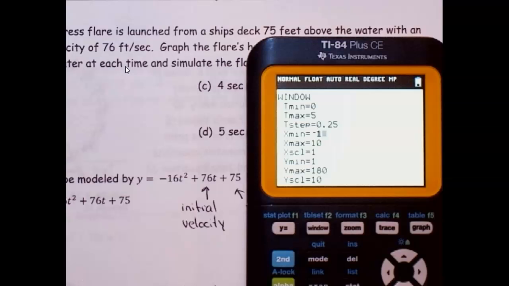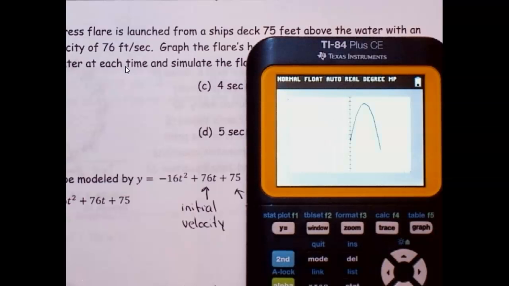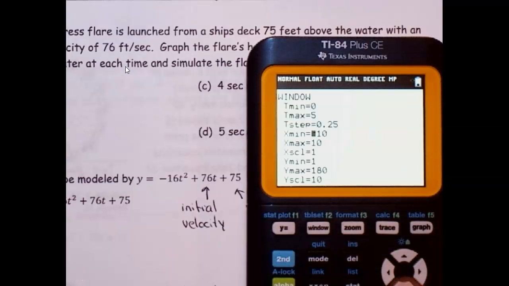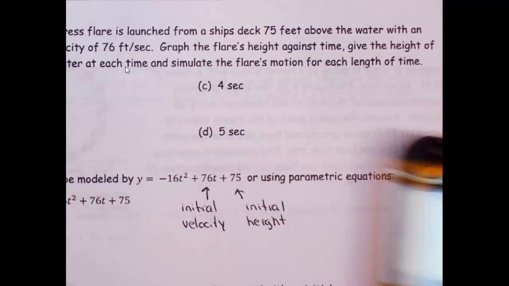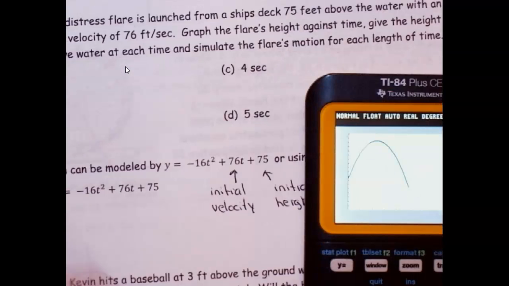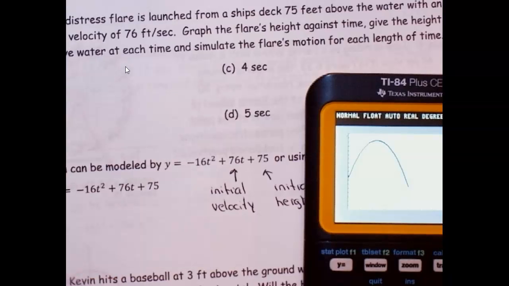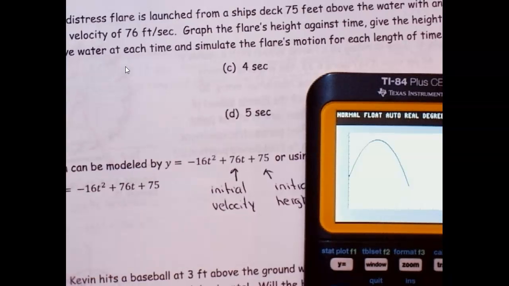Go change this to -10 just to make sure. I don't like that either. So let's go here. Okay. So a couple questions they want us to figure out. They want us to figure out what the time is, or given each of the different times, what is that corresponding height. So two ways we can do this.